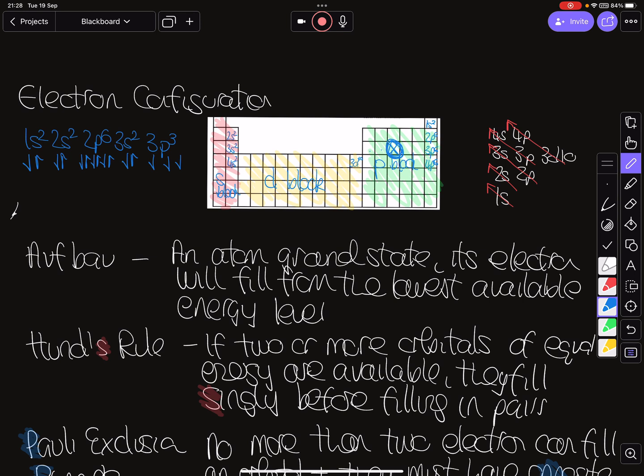There is another way. If this was a question where it asked you to do your electron configurations, you'd get 3 marks for this and 3 marks for this if they're asking you to show your distribution of electrons.